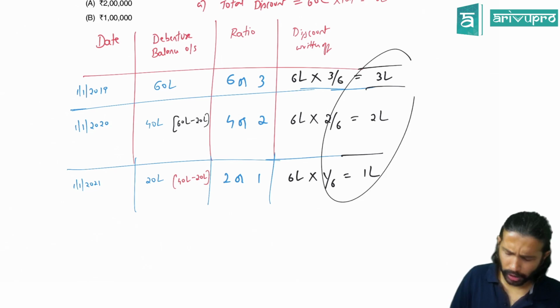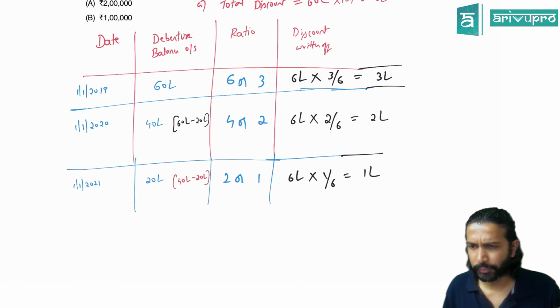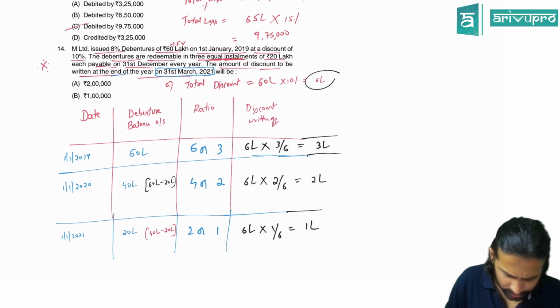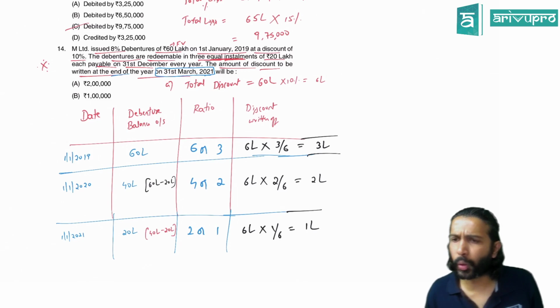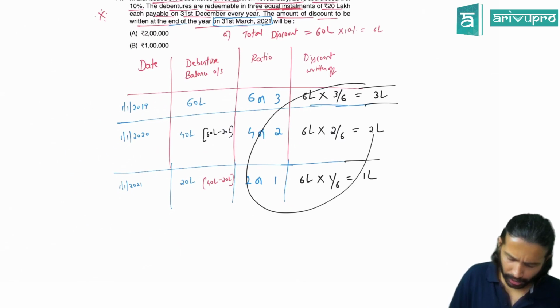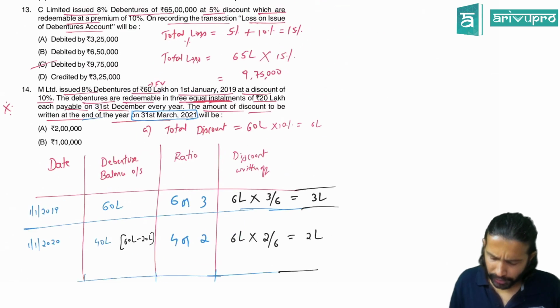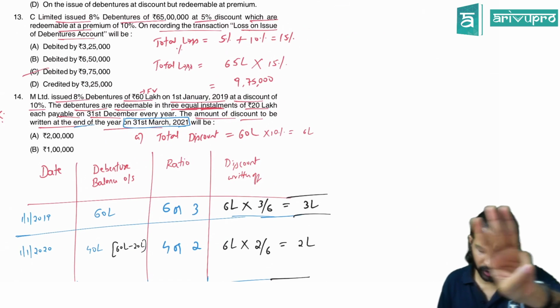So why is all this not necessary? Why can't we do it equally? Why can't I transfer out of the 6 lakh, to P&L, 2 lakh every year? That could also be a valid question. Instead of doing so much drama, you could have just said, every year, these debentures I'm redeeming in 3 years.